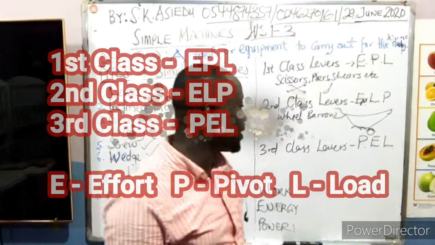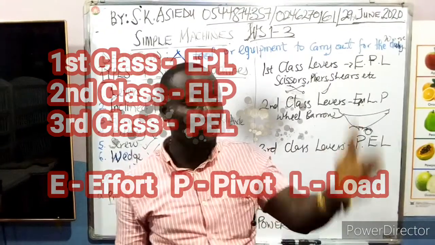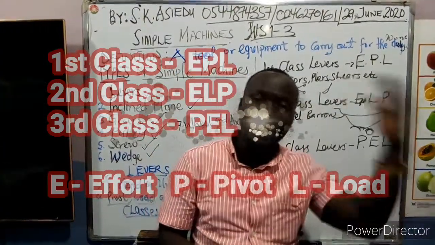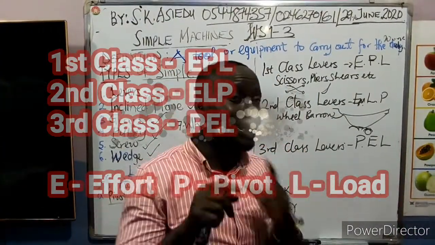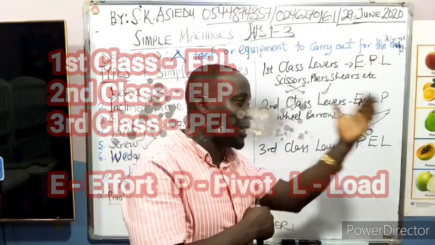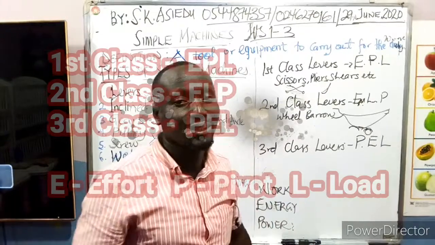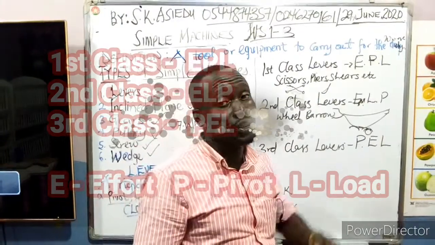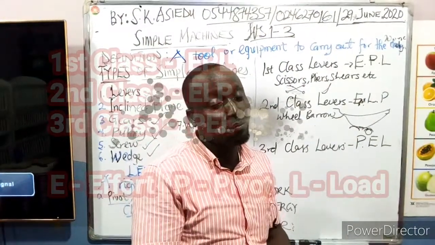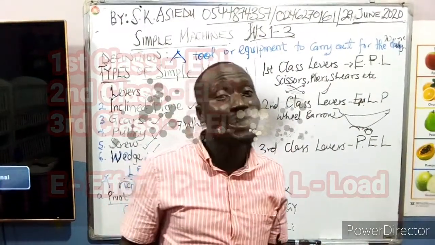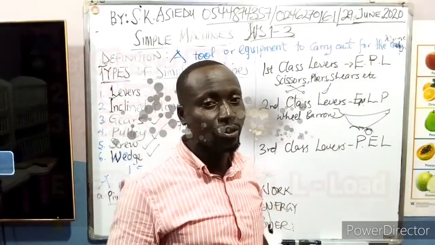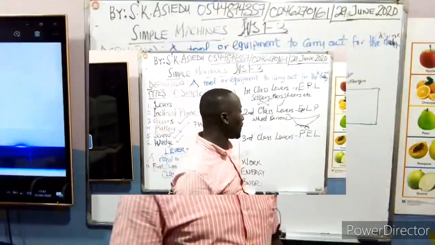With the third class of levers, it is rather in this order: the P, the turning point, the E, and then the L. That is PEL for the third class levers. Pivot comes in front, effort at the middle, and then the load at the extreme end. The nutcracker is an example. The sugar tong is an example. You can pick some basic simple tools and then identify whether they fall in any of these categories. That will be a good exercise for you.